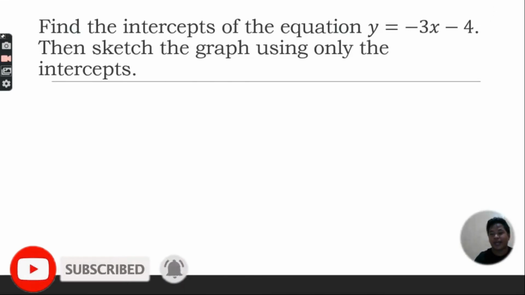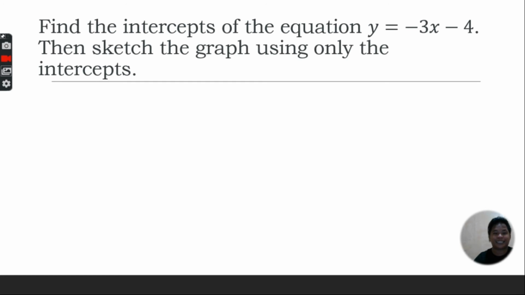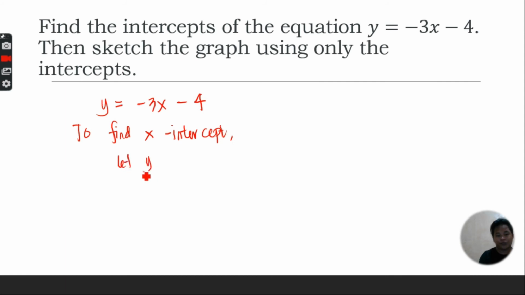Find the intercepts of the equation y is equal to negative 3x minus 4. Then sketch the graph using only the intercepts. We have the equation y is equal to negative 3x minus 4. To find the x-intercept, let y equal 0.